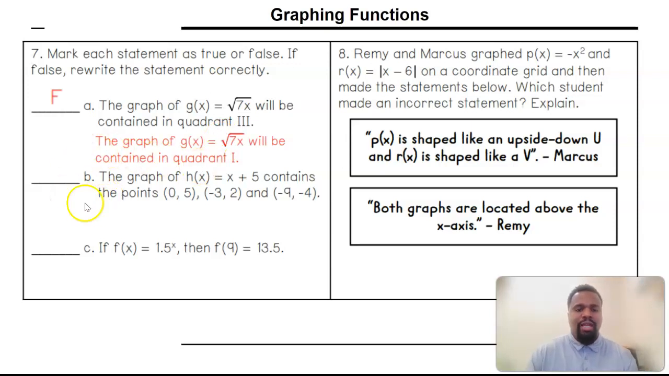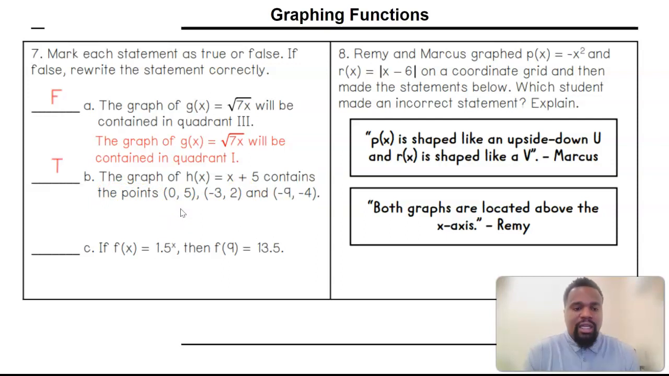If we look at B, the graph of h of x equals x plus 5 contains these points. The way you can determine if this is true is to look at your ordered pair. Your first number is x, your second number is y. Let's look at the first point. If we substitute 0 for x, 0 plus 5 is 5. That's right. If we substitute -3 for x, -3 plus 5 is 2. That's right. If we substitute -9 for x, -9 plus 5 is -4. That's right. So B is true.